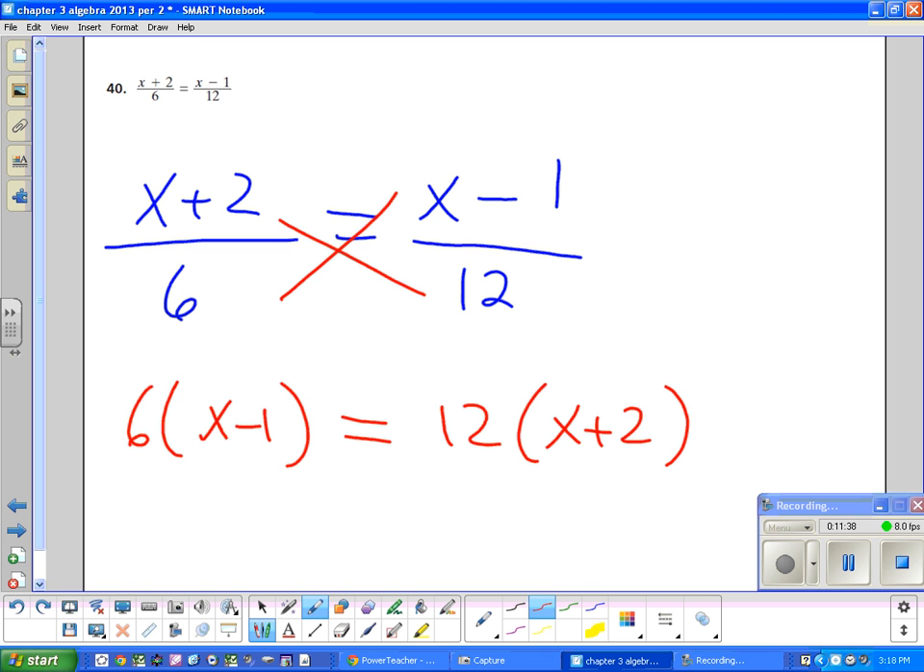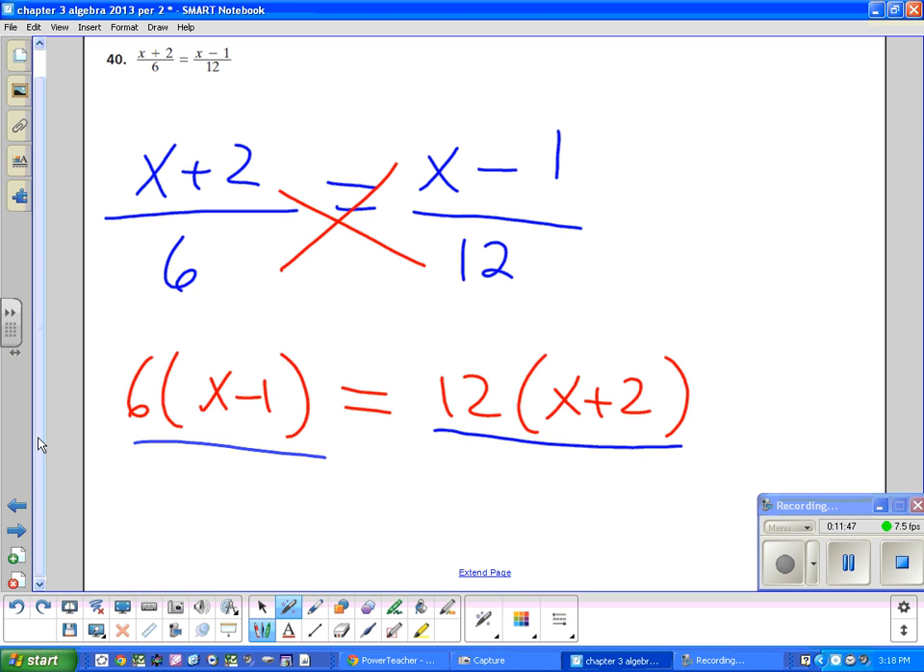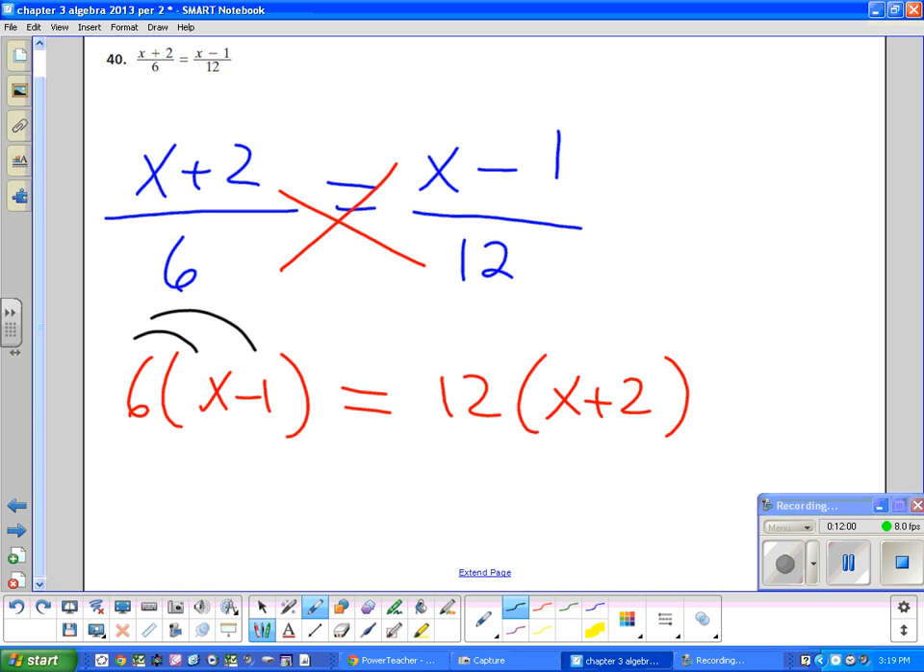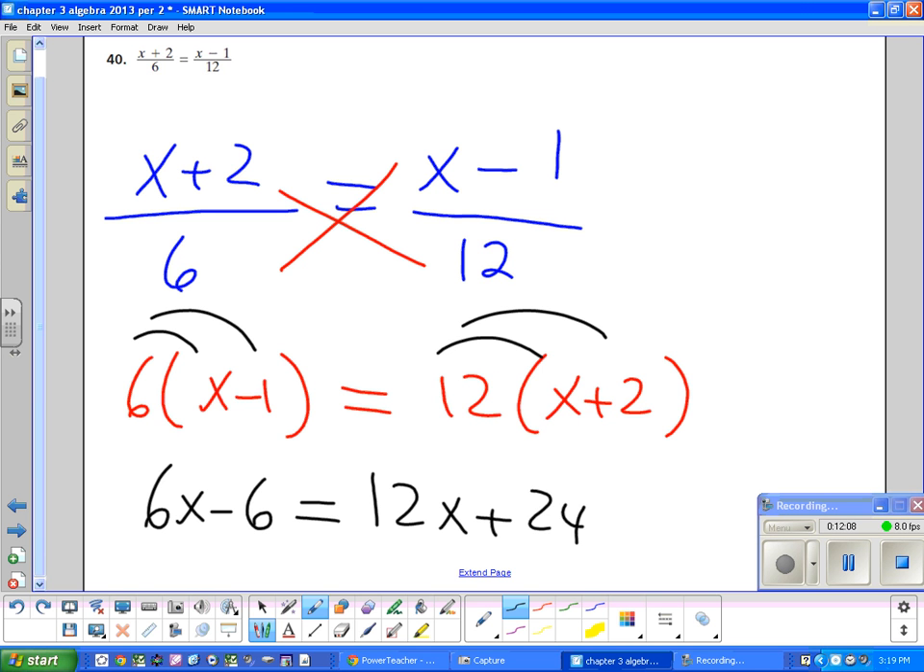These can be in a different order here. There is a proper way to do it, and I apologize for not showing that, but you can have them on either side of the equal sign here. Either way, we have to distribute the 6, distribute the 12, and figure out the answer. So we distribute the 6, and we get 6x minus 6, and then we distribute the 12, and we get 12x plus 12 times 2, which is 24.